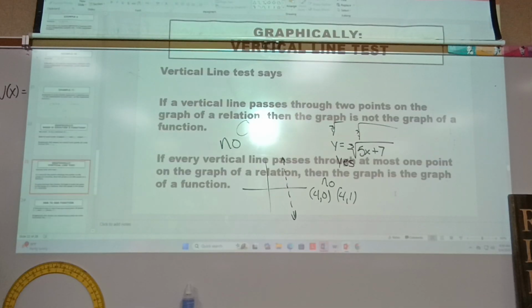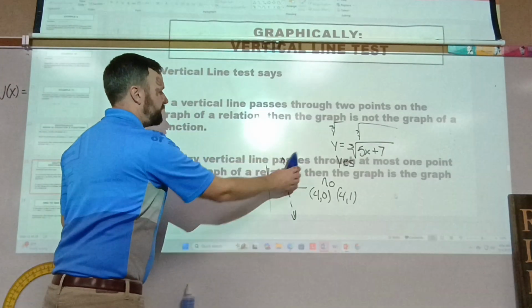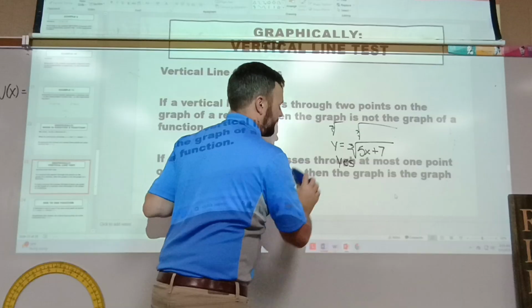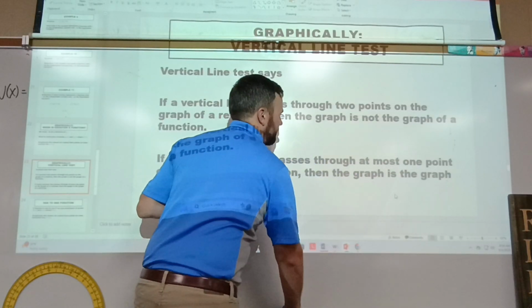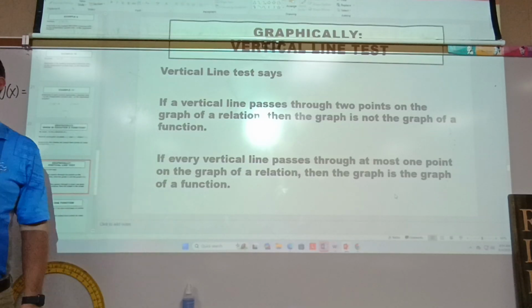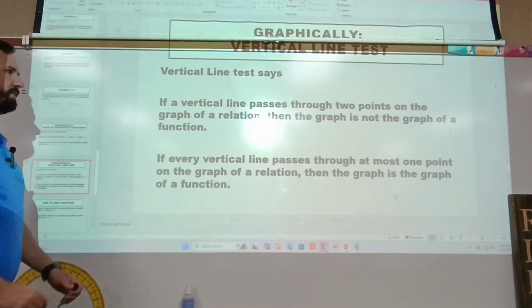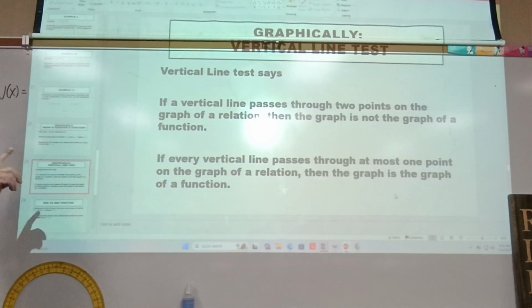All right. Vertical line test. I'm skipping that one. This is the one that everybody loves because there's no math required. Vertical line test says, if I draw a vertical line anywhere on the graph, it cannot hit more than 1 point, and it's still a function. Can it hit no points? Yes. Can it hit 1? Yes. Can it hit 2? No. That's it. If it hits no more than 1 point, it is a function.